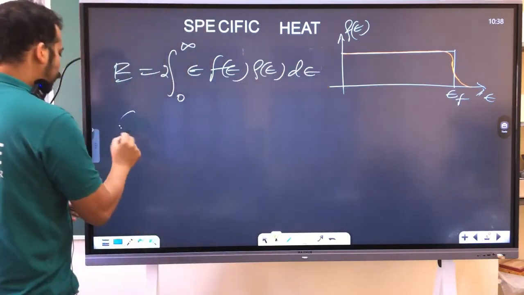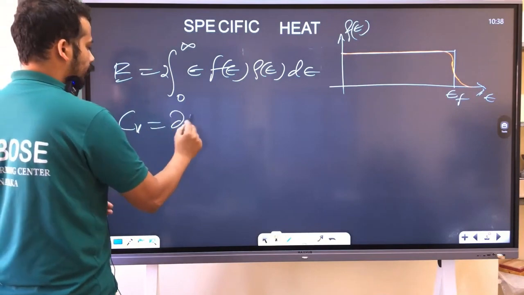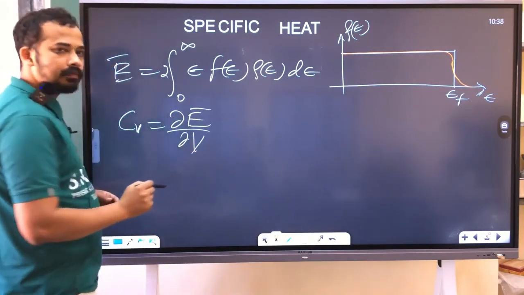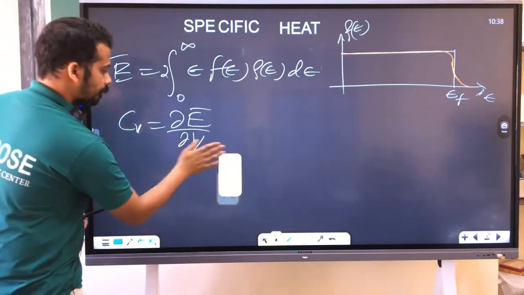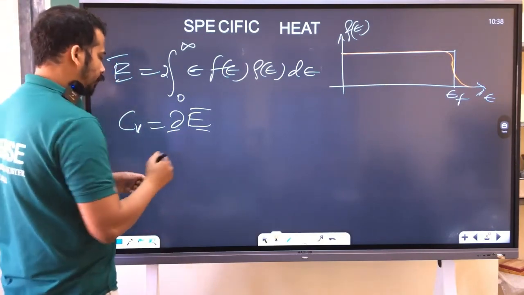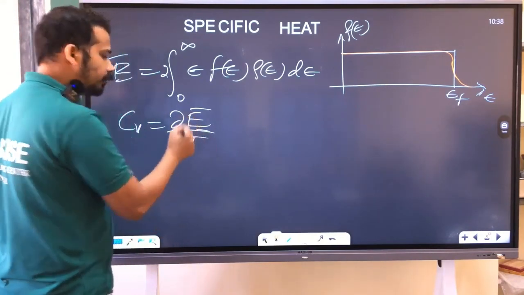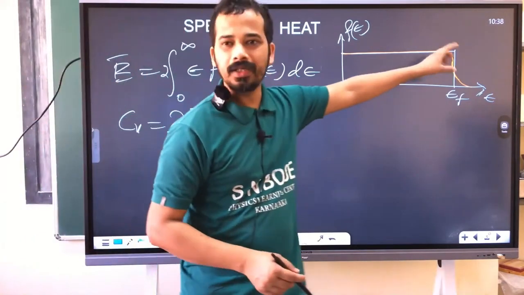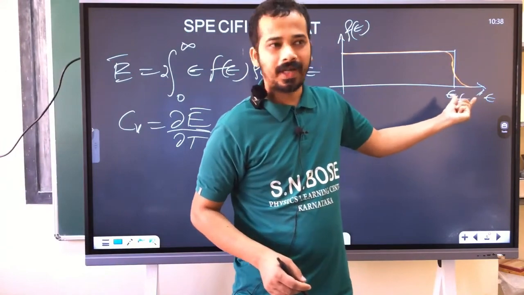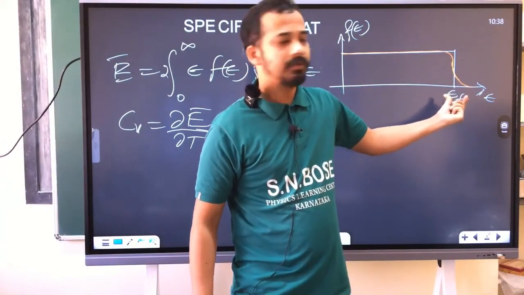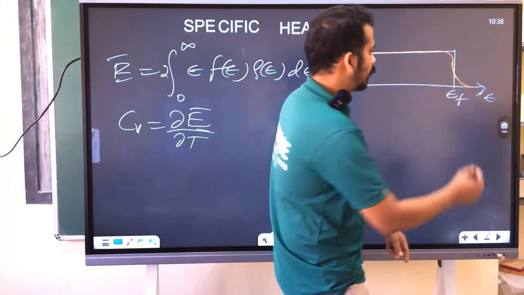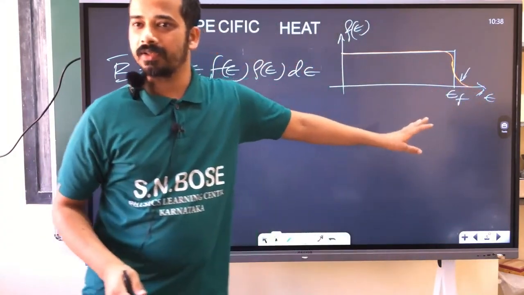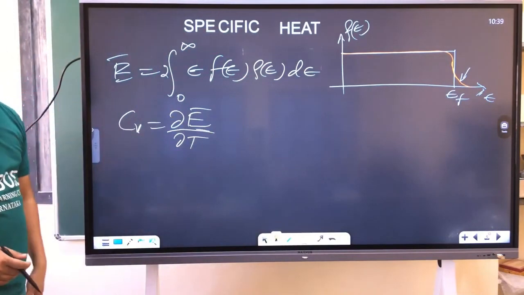Then for specific heat at constant volume, that's equal to dou E bar by dou T at constant V. You need to do this one actually. But I think we did some jugaad idea here. We found what is the fraction of the electrons that will contribute to specific heat. That fraction of the electrons behaves like a classical particle. In Reif, he has done some jugaad idea to show that one.